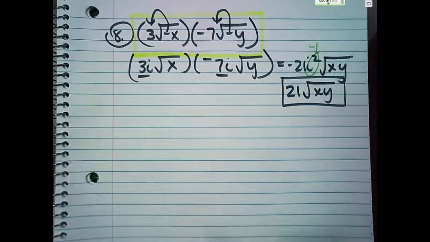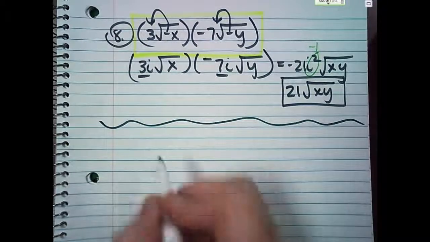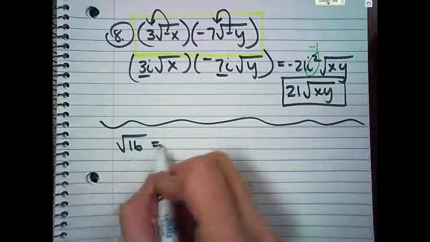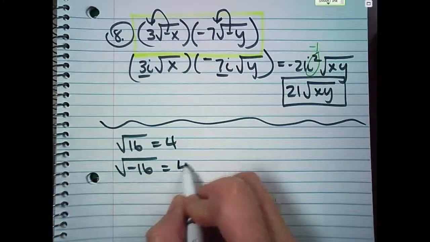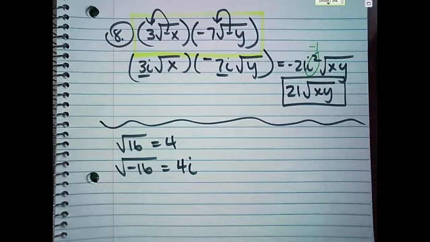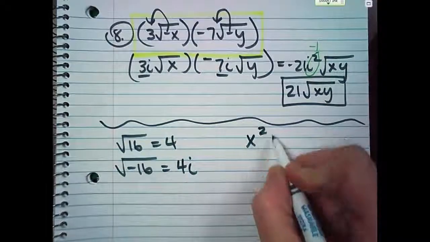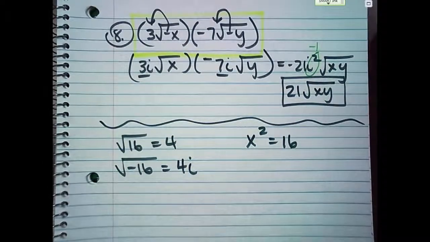All right. So now then, switch gears a little bit. If I ask you for the square root of 16, you say 4. If I ask you for the square root of negative 16, what are we going to say now? 4i, correct? What if I say x squared is 16? What kind of picture would that make? If you have an x squared, what kind of picture would that make?